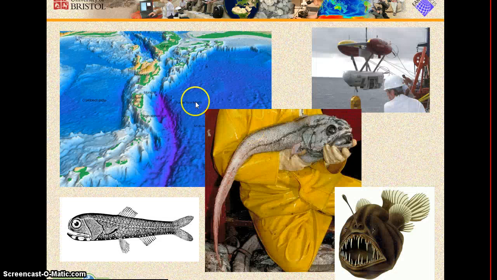Here's an example of the Marianas Trench. You've got this trench that goes really deep. Here's some of the animals down here. The only reason we have these is because of the submersibles that can get that deep.